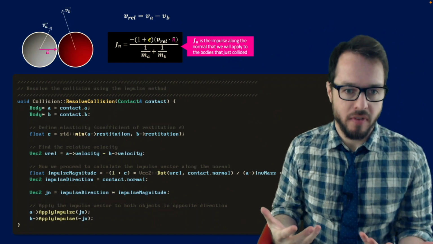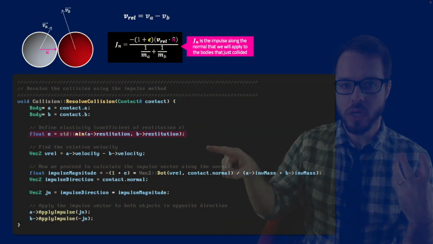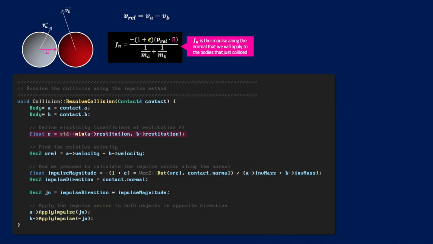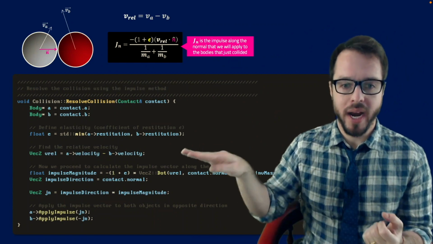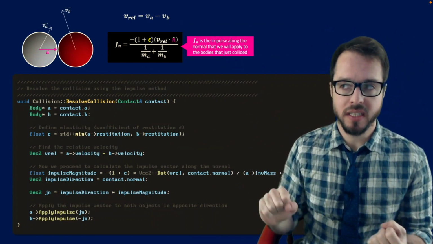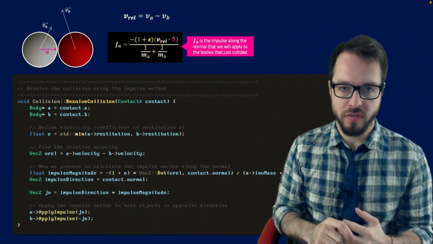Where does this thing come from? Well, I am creating a float, epsilon, which is going to be a value between 0 and 1, and this float E is going to come from the minimum value between the restitution value of A and the restitution value of B. So let's say that both bodies A and B have their own restitution value, the coefficient of restitution. The way that I'm solving this is I'm saying, get the minimum between those two values.